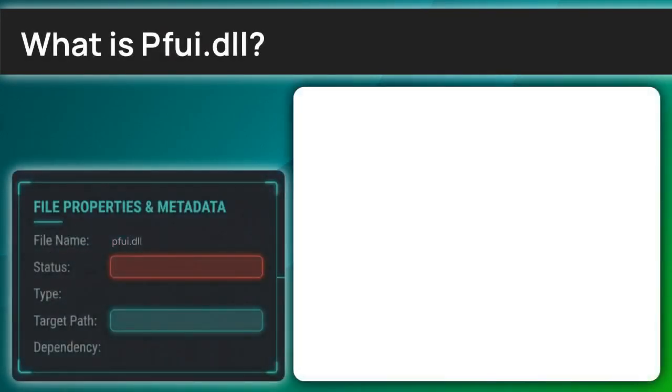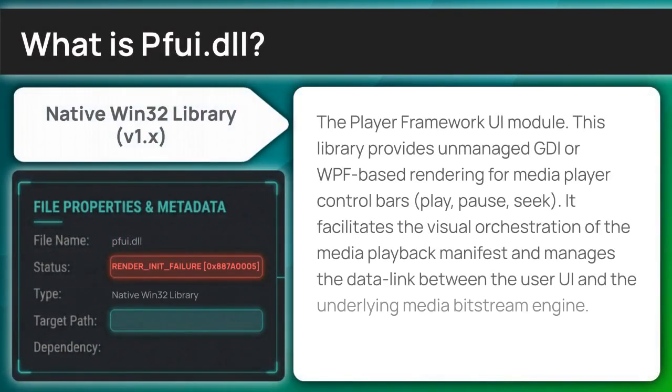This is the Pfui library, the Player Framework UI module. This library provides unmanaged GDI or WPF-based rendering for media player control bars: play, pause, seek. It facilitates the visual orchestration of the media playback manifest and manages the data link between the user UI and the underlying media bitstream engine.